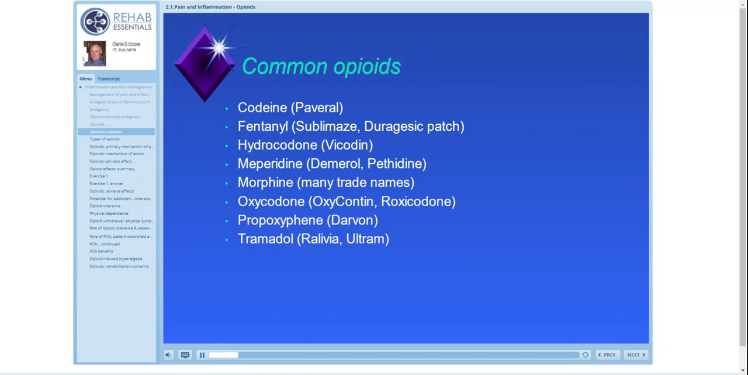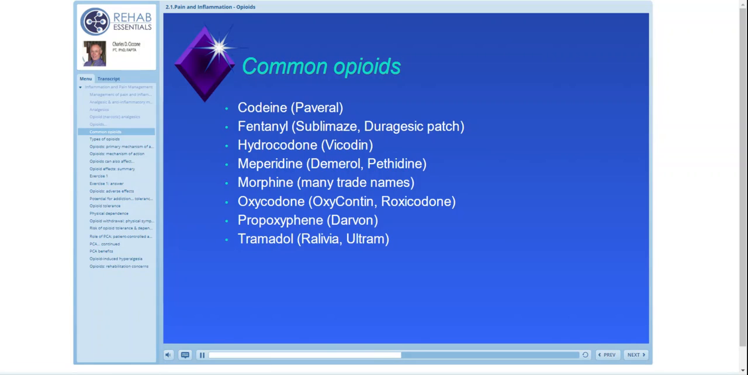And there are a lot of opioids. You can recognize some of the generic as well as trade names. Here's just a partial list of the common opioids that we see used clinically. Codeine, again, very common use for pain and cough medications.